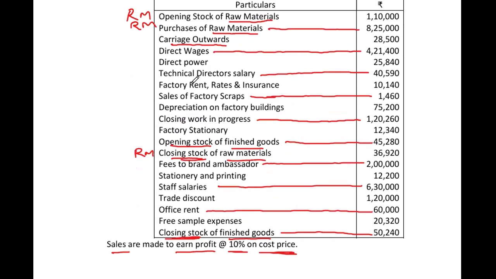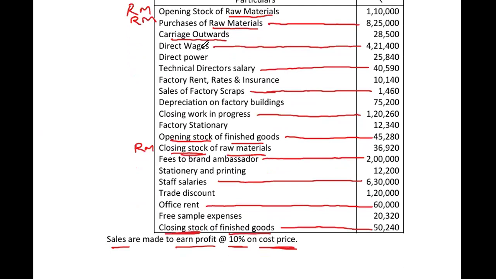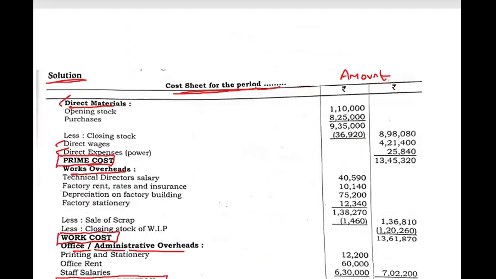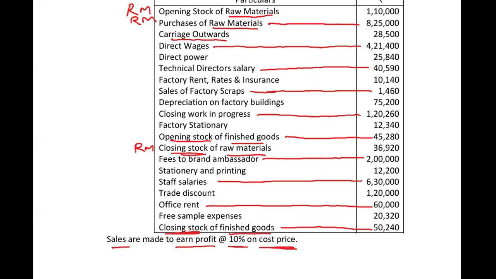Carriage outward is given. Carriage outward will come under what? The sales expenditure, selling and distribution overheads. Okay, so see here, opening stock, how much? 1,10,000. Purchase 8,25,000.